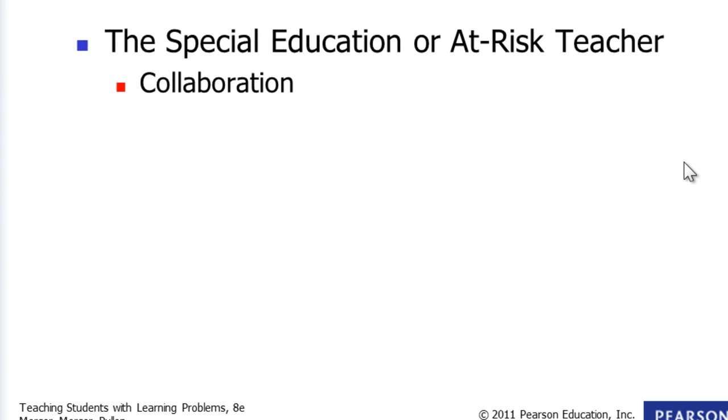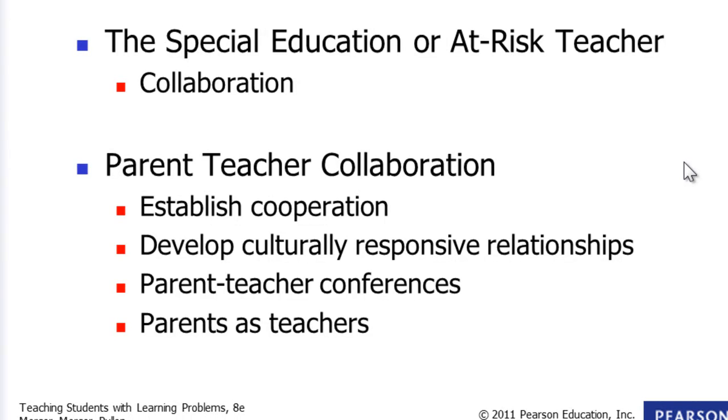Special education or at-risk teacher. First of all, collaboration. How do we work together has got to be a big thing. And then parent-teacher collaborations, like how do you establish that? You have to have culturally responsive relationships in these conferences, and then parents as teachers teaching other parents on working with kids with disabilities.